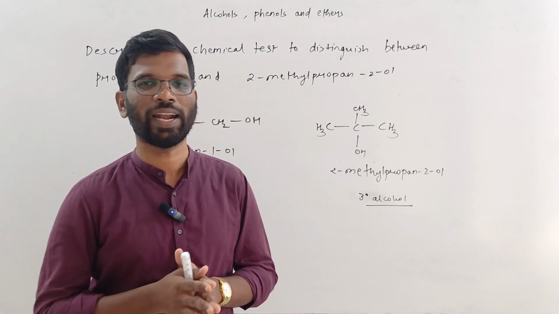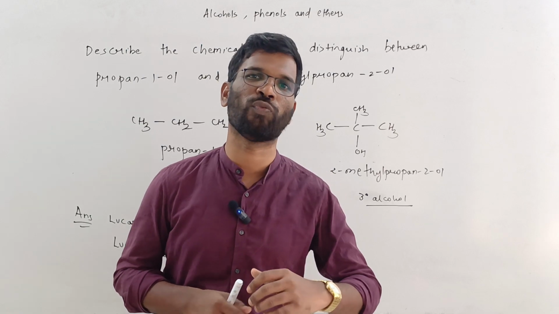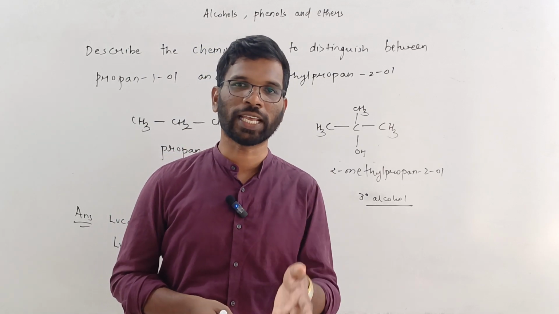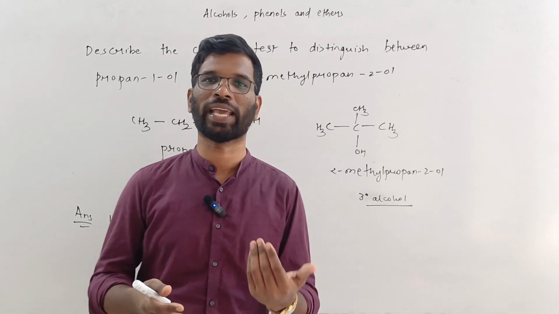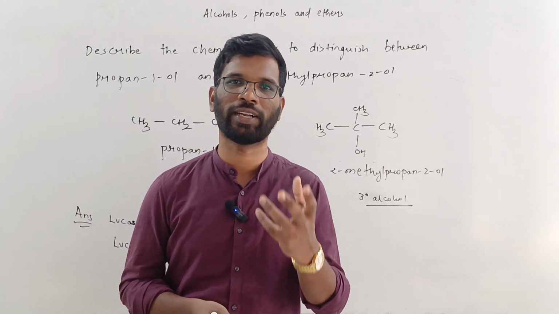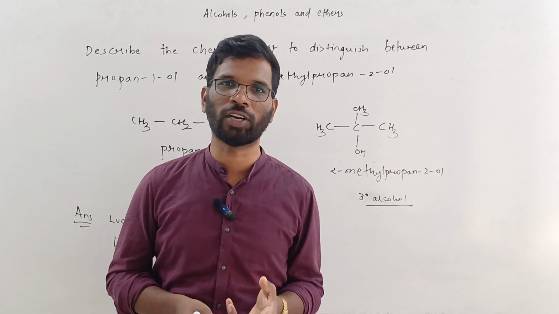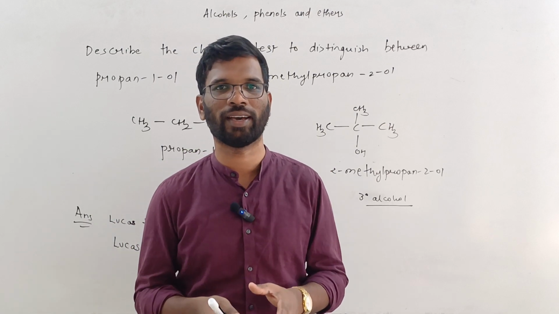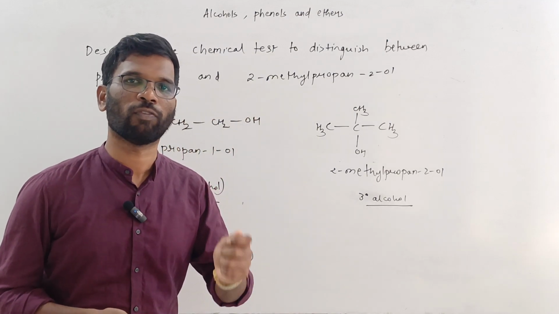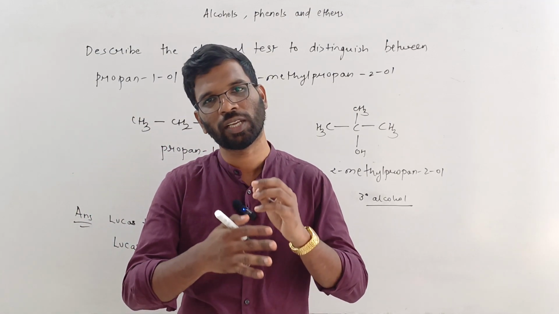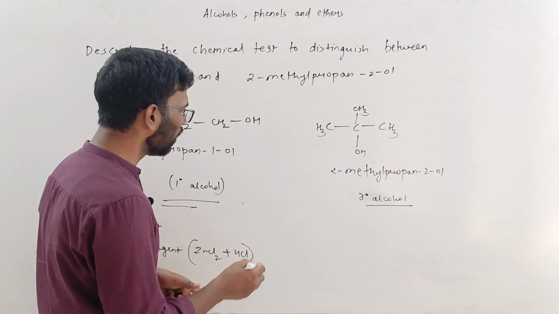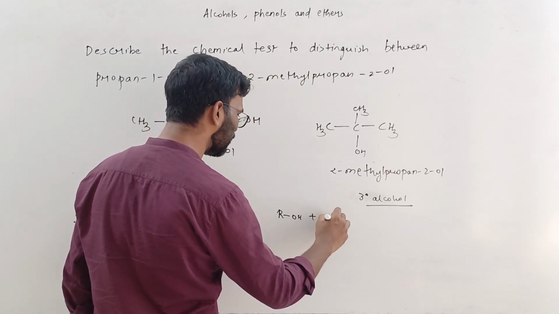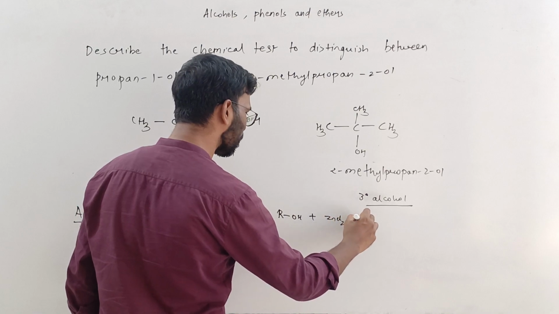The alkyl halide formed from a primary alcohol forms very, very slowly. It takes more than half an hour. For a secondary alcohol, it takes around 10 to 15 minutes for the turbidity to appear. And for a tertiary alcohol, it is very quick. As soon as you add zinc chloride and HCl, the formation of the alkyl halide takes place very easily.